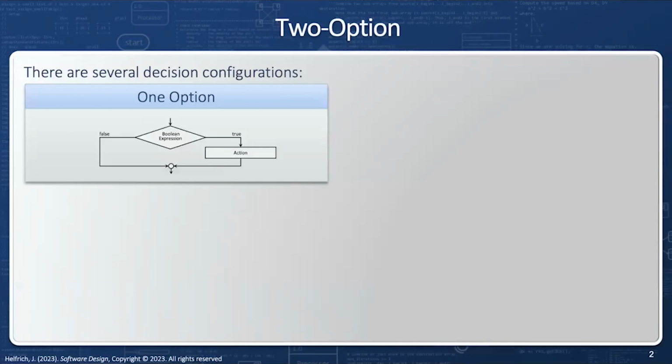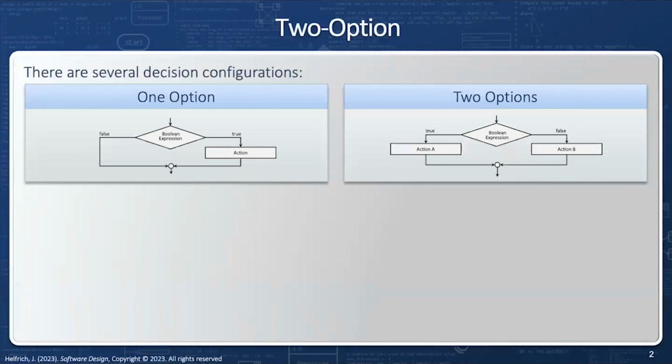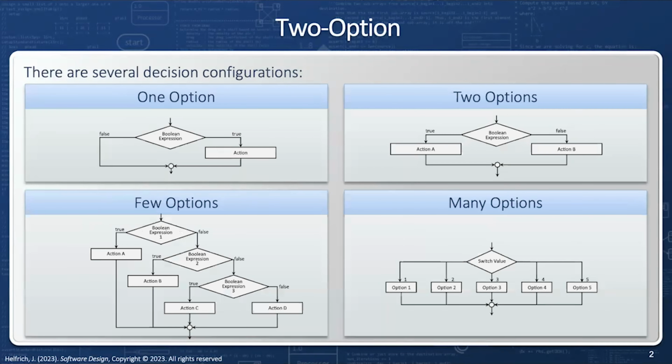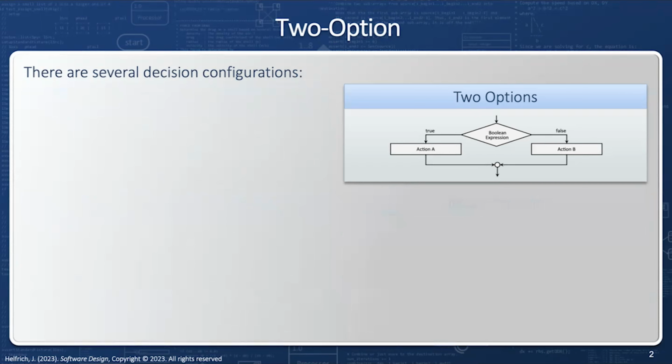There are several different decision configurations. One option: if it's true, I do an action. If it's false, I do nothing. Two options: I do action A or action B. A few options: usually we have if, else if, else if. In this case, I have 4 actions and 3 if statements. And then many options, and usually we use a switch case statement. We're going to talk about 2 option decisions today.